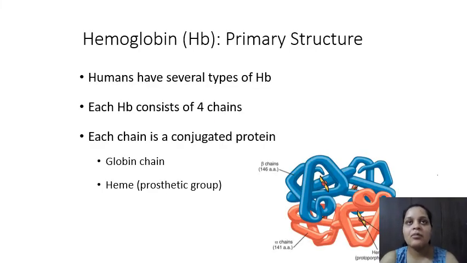Hemoglobin is a tetrameric conjugated heme protein. There are several types of hemoglobin found in our body, and each hemoglobin consists of four chains. Each chain is a conjugated protein consisting of a globin chain and a prosthetic group, that is the heme group.